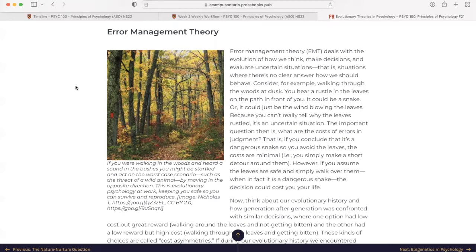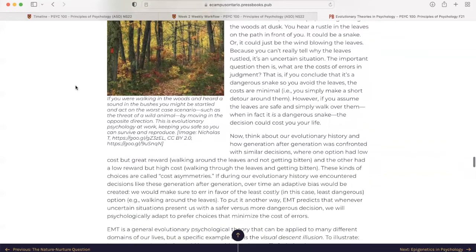Consider, for example, walking through the woods at dusk. You hear a rustle in the leaves on the path in front of you. It could be a snake, or it could just be the wind blowing the leaves. Because you can't really tell why the leaves rustled, it is an uncertain situation. The important question then is, what are the costs of errors in judgment? That is, if you conclude that it's a dangerous snake, so you avoid the leaves, the costs are minimal, i.e., you simply make a short detour around them.